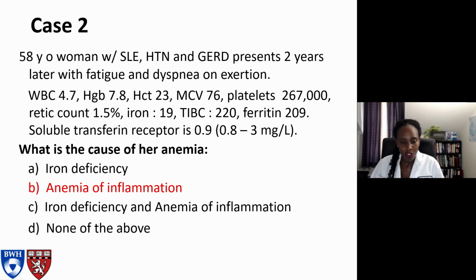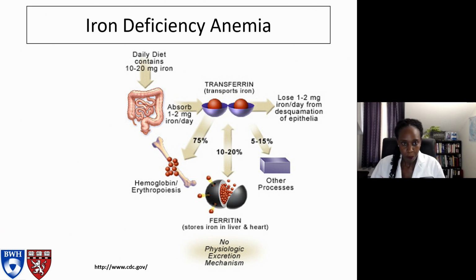So that patient had anemia of inflammation. And I'd like to point out the soluble transferrin receptor, which was normal and is only normal when you have isolated anemia of inflammation. But we'll go over these two.